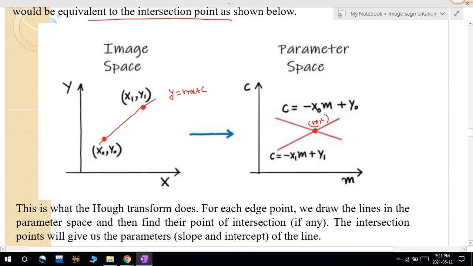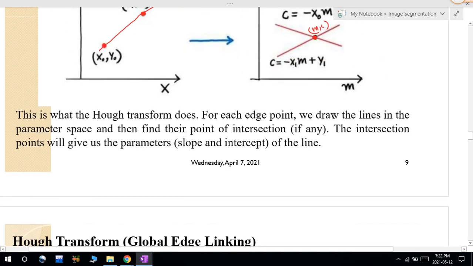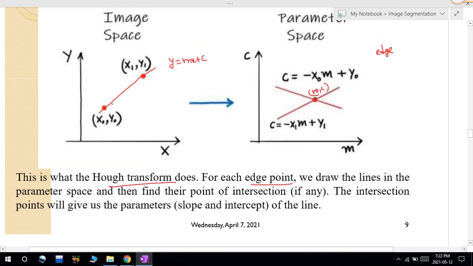Then if the edge points are passing through that particular line, then I can say that point is there in the edge, otherwise I won't consider it. We will take one example, then you will understand. So this is what the Hough transform does for each edge point. For whatever edge points we get in the edge detection algorithm, for each edge point we will try to draw the lines in the parameter space.